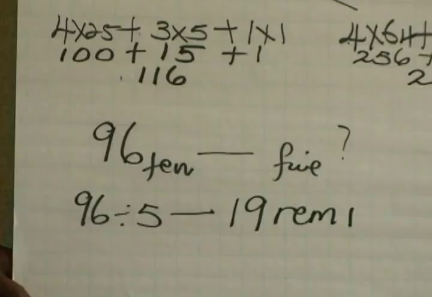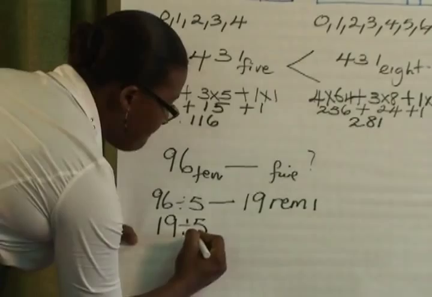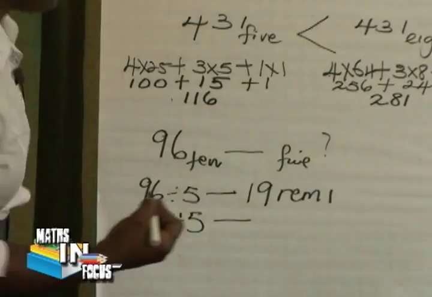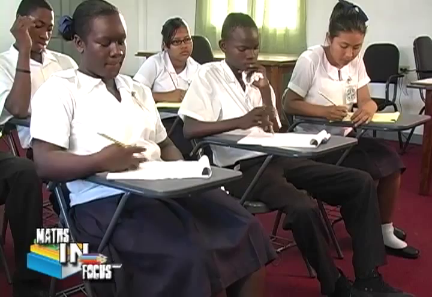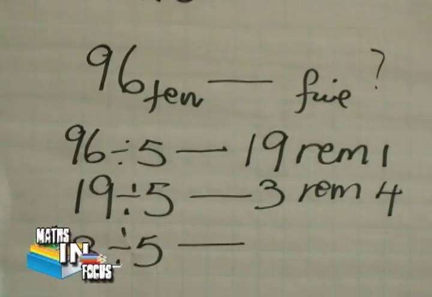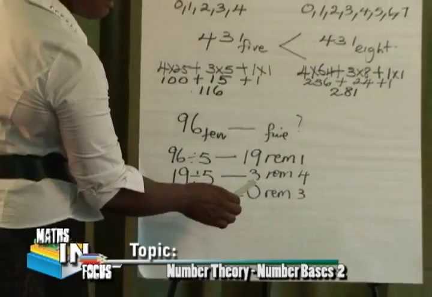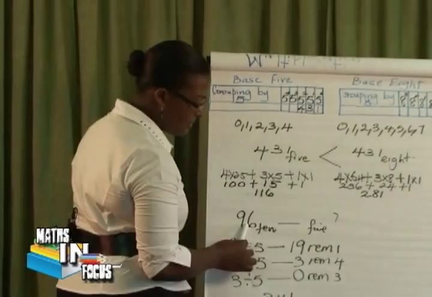Remember, I said we don't stop until we have a 0. So we go 19 divided by 5. What would we have? 3 and remainder 4. So then we have 3 divided by 5 would give us 0 and remainder 3. So 96 base 10 would be 341 base 5. So we convert it from base 10 to base 5.